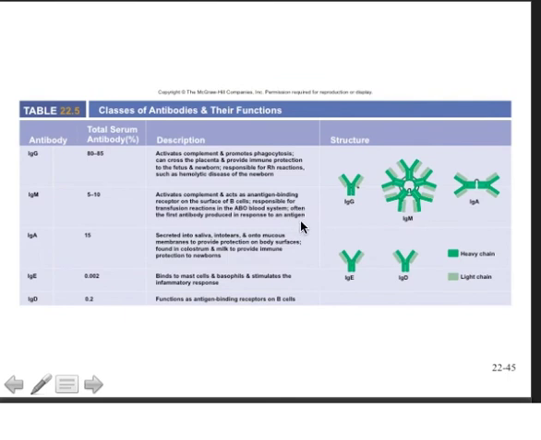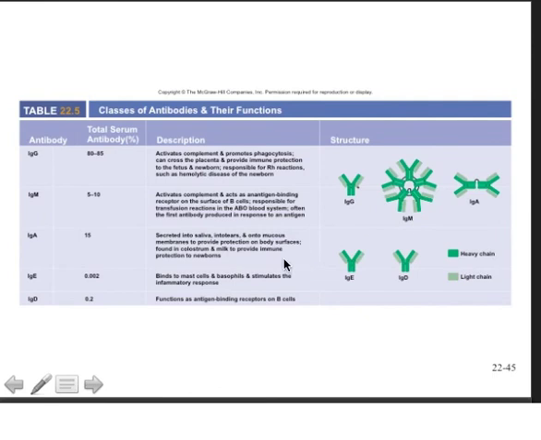IgMs activate complement and act as antigen binding receptors on the surface of B cells, and they're responsible for transfusion reactions in the ABO system. They're often the first antibody produced in response to an antigen.